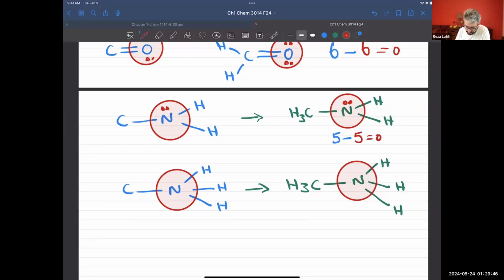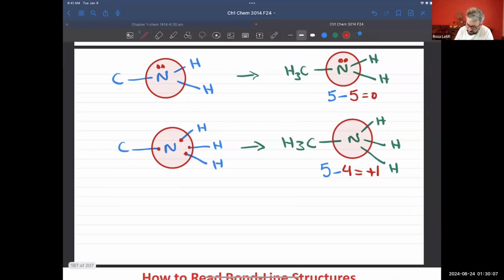Next one, nitrogen: 1, 2, 3, 4. It makes 4 sigma bonds, so nitrogen is octet. Nitrogen is group 5, but I see only 4 electrons around it. So nitrogen will be +1. From 0, now we turn it to +1.